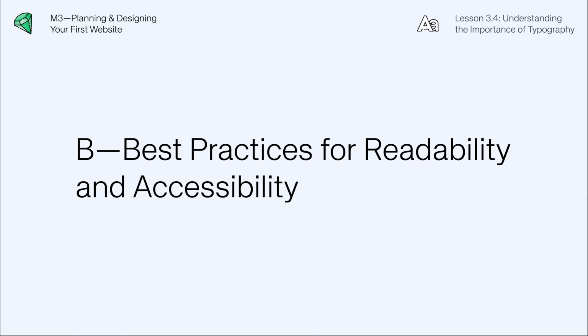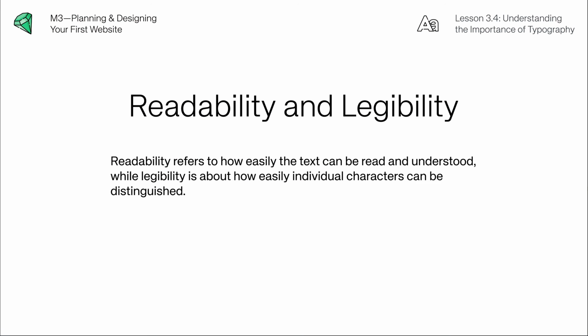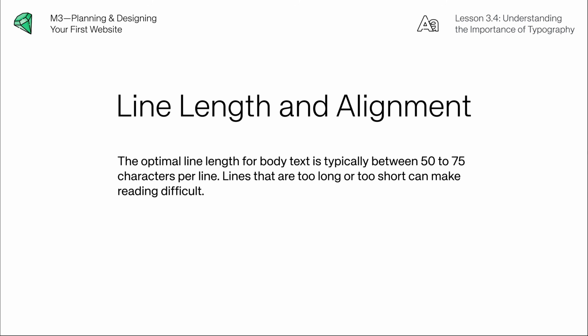Now, readability and legibility. Readability refers to how easily the text can be read and understood, while legibility is about how easily individual characters can be distinguished. Factors affecting readability and legibility include font choice, text size, line height, and contrast between text and background. Ensure that your text is large enough to read comfortably and that there is enough space between lines to prevent them from running together.